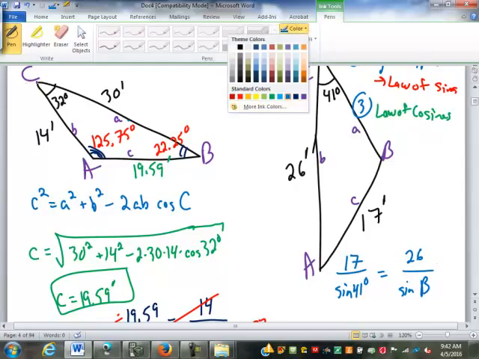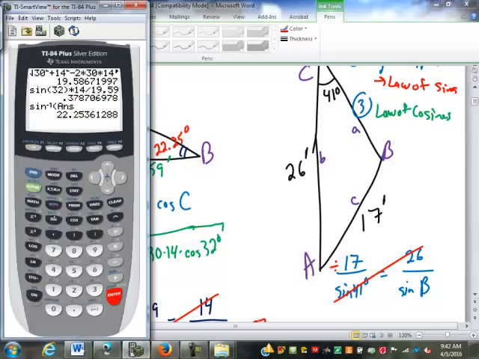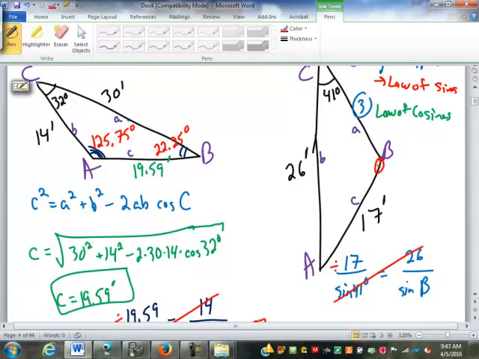So we're going to cross multiply and divide to find the sine of B. So sine of 41 times 26 divided by 17. Hopefully this comes out to be less than 1, and it does not. It is 1.003, which tells us what? It's not a triangle. This 17 here is too short to reach back. Remember, sine can never be greater than 1. So the fact that sine is greater than 1 is a bad thing. It tells us this does not make a triangle.